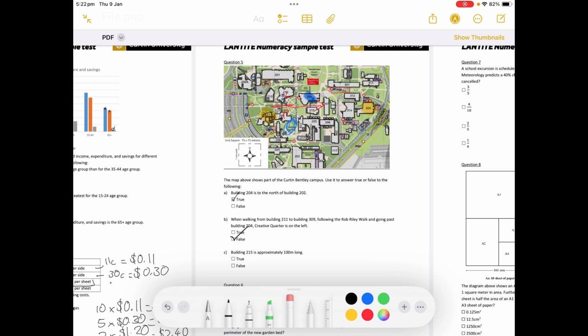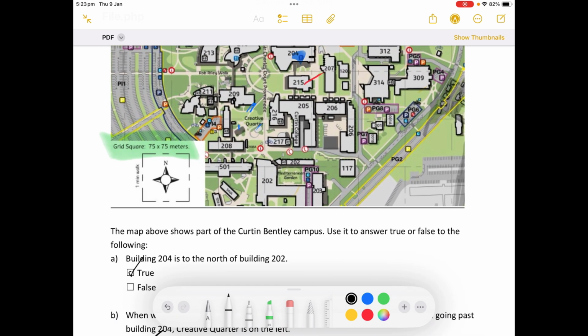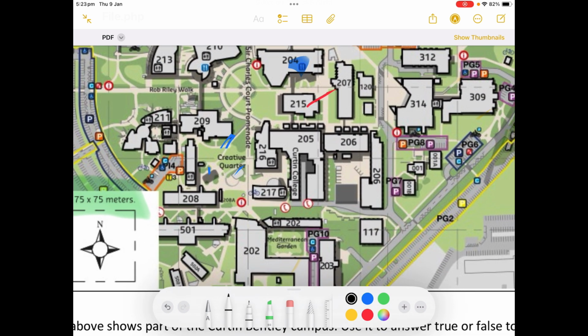Alright, now next one. We have a question that says building 215 is approximately 100 meters long. Now in this map, what it says is that the grid square is 75 by 75 meters. So that means each square is going to be 75 meters. So building 215, if it's approximately 100 meters long, should be 1 and a bit boxes. So let's look for building 215. Alright. Now building 215, this is it. Okay. That's how long it is.